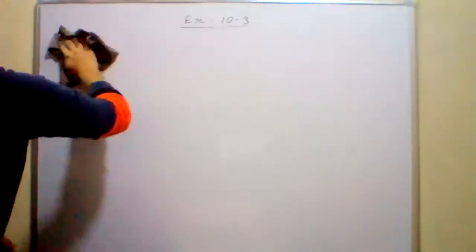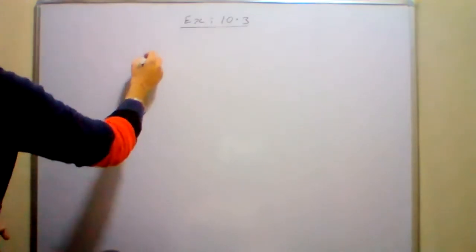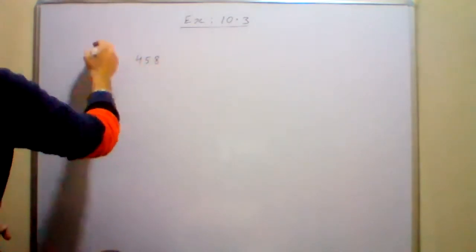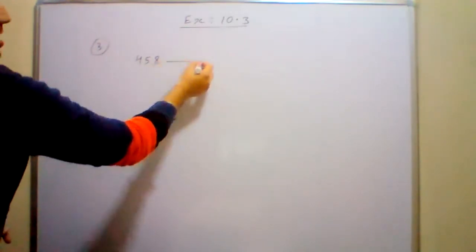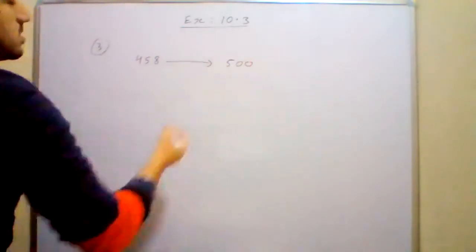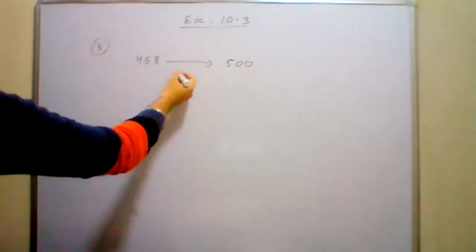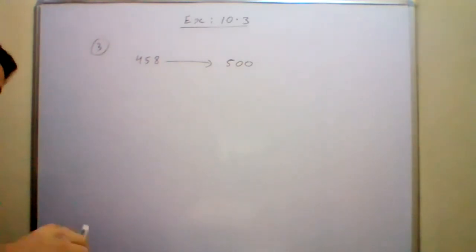Sir, I can't understand the third. 458 is the number in question 3. Sir, we have to simply round off to the nearest 100. Sir, simply we get the answer 500. Yes, 500 is your answer simply. Okay, sir. Thank you.